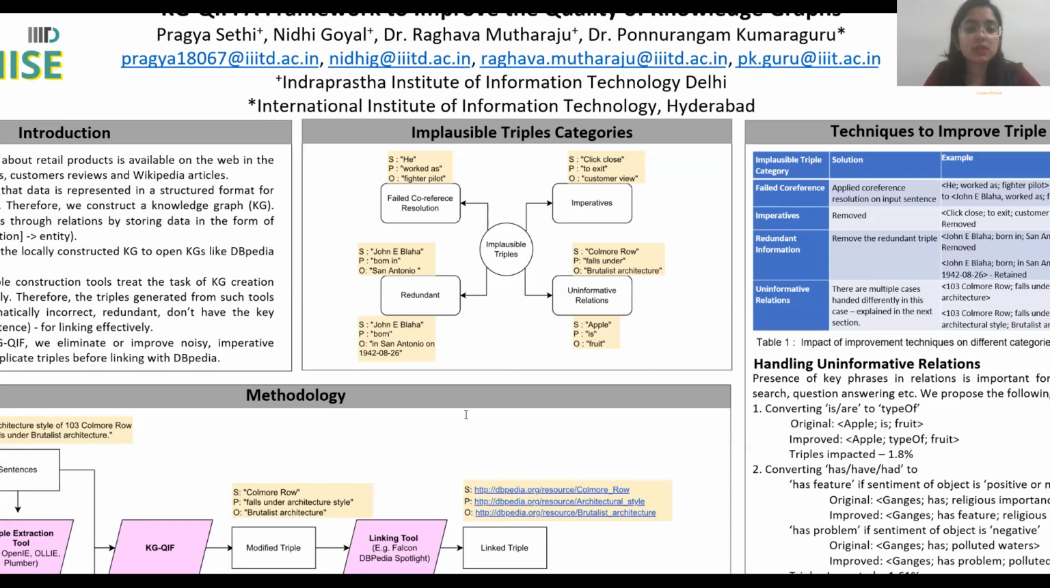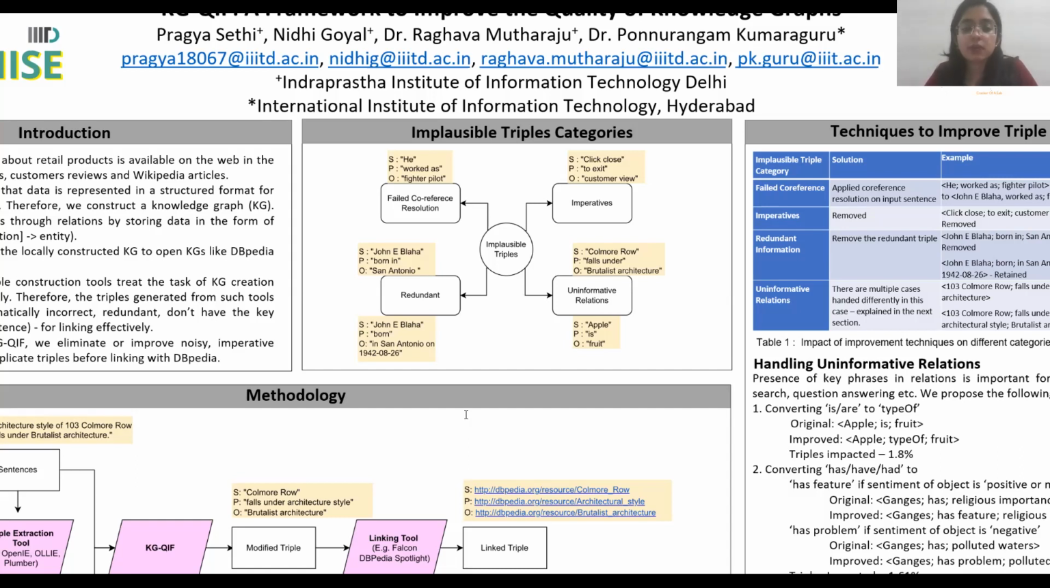Imperatives are the class of triples that are generated from imperative sentences that include orders, requests, etc. They don't add any factual information to the knowledge graph. For example, the instance "click close to exit customer view" does not add any factual information without knowing the context from which it is generated. Redundant triples are the ones that repeat the information that is already present in the knowledge graph. For example, the information that Johnny Blaha was born in San Antonio is covered in both the shown triples, and therefore the first triple is redundant.